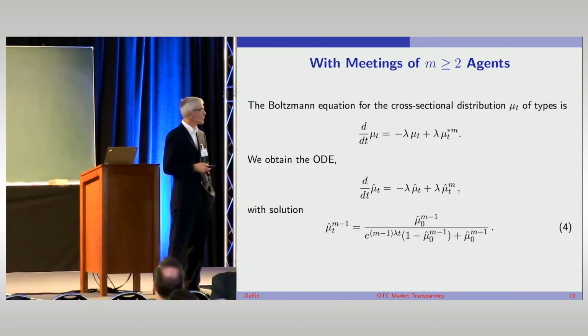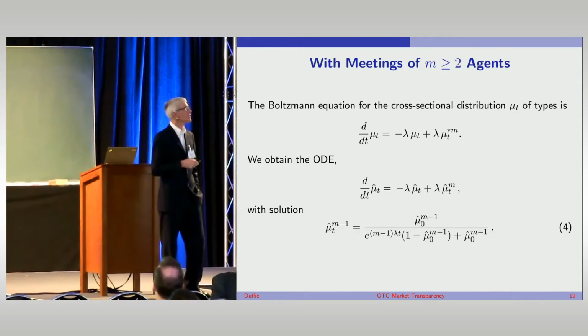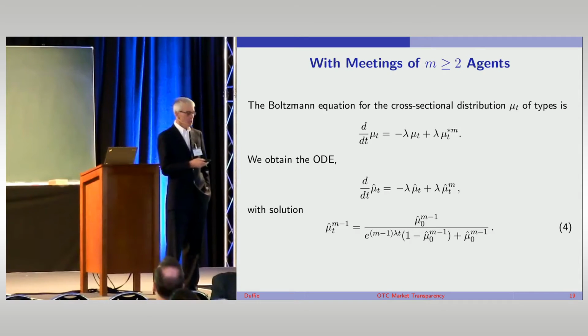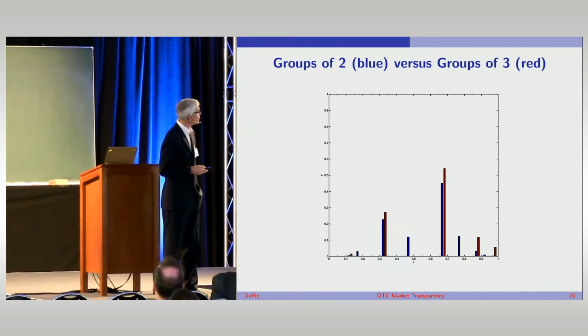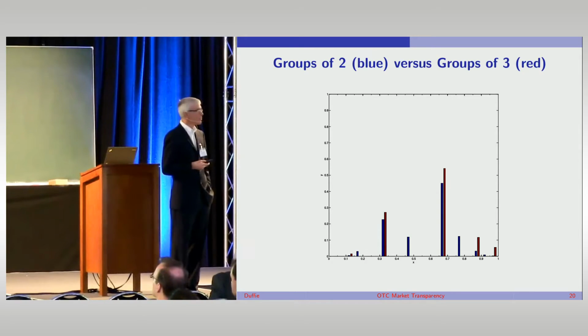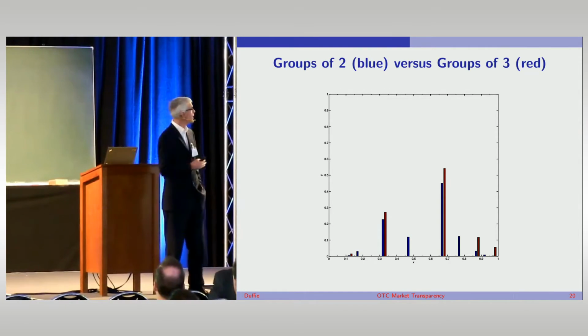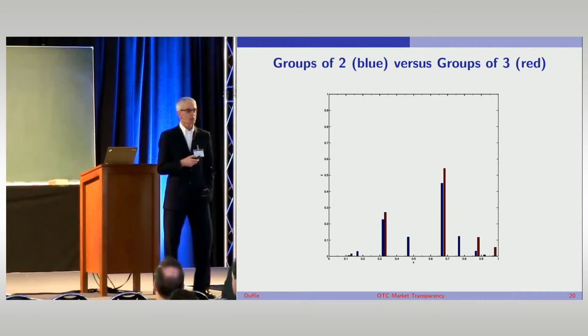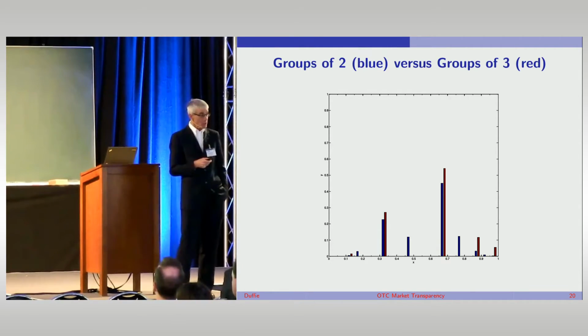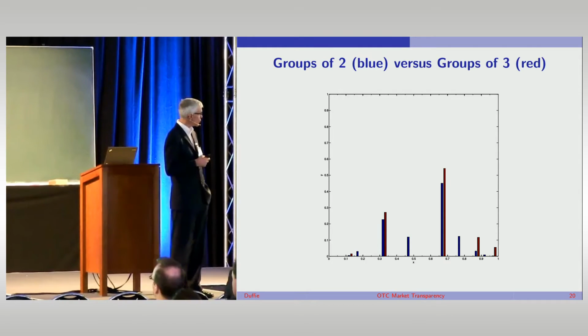Another change of variables, and you can solve the equation. And I'm going to show you a moving picture, sort of the evolution of types in the population with either 2 at a time or 3 at a time. So let's say 5 minutes from now, we look at the cross-sectional distribution of types, and it's shown in this diagram with a bar chart. So this is a case where we don't have a density. We have some atoms in the distribution.